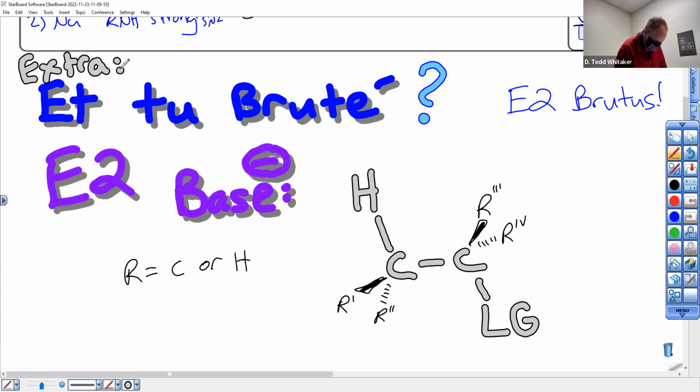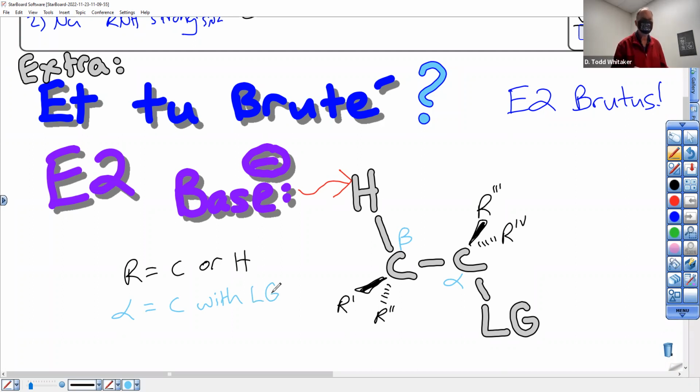And what happens with a mechanism is the base grabs this H. Why does it grab that H? Because it's in a position that's called beta. Alpha equals C with LG. What's LG stand for again? Leaving group. What's an excellent leaving group?